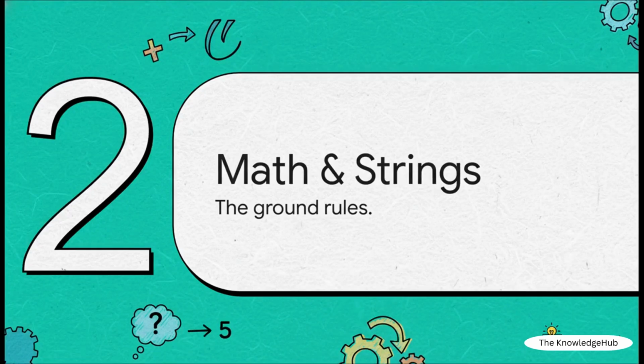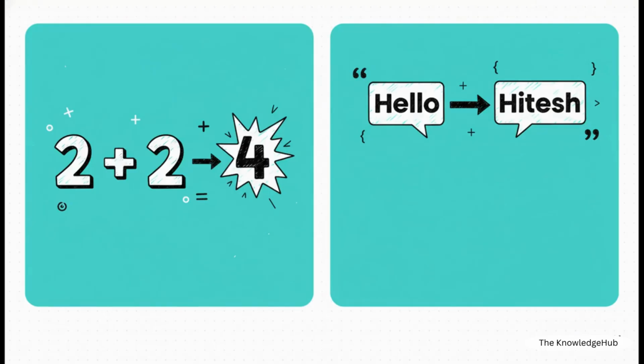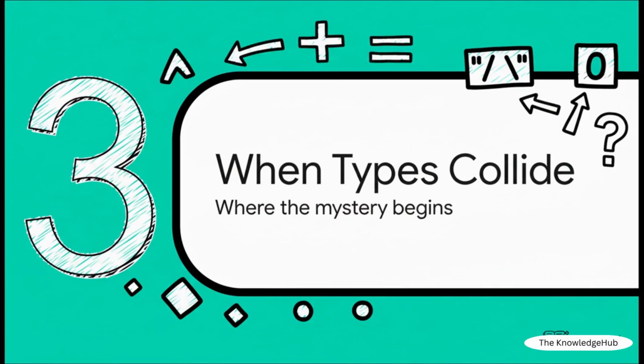Okay, next up, let's talk about the simple stuff. Before we get into the weirdness, let's just quickly set the stage with the ground rules we're all familiar with. Look, when things are simple, they're, well, simple, right? If you add two numbers, you get their sum. That makes sense. And if you add two strings, they just get stuck together. We call that concatenation. It's totally predictable because the types are the same. No surprises here.